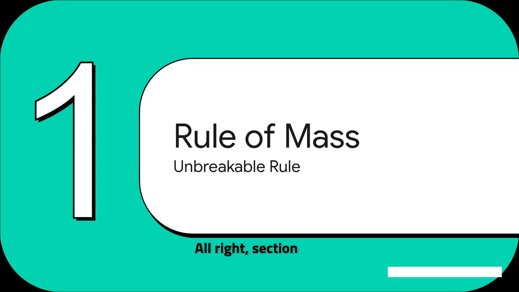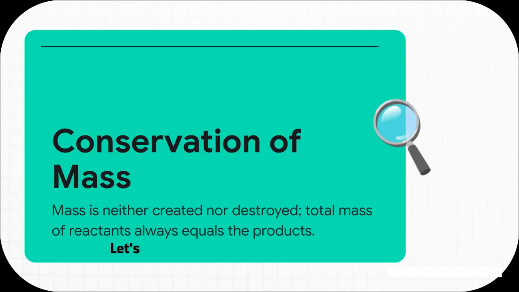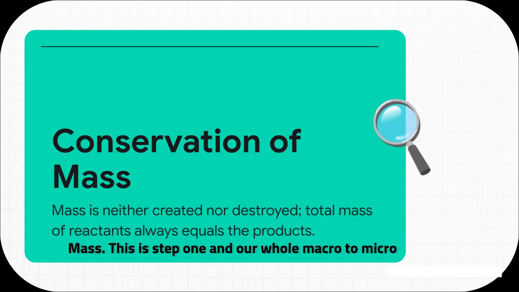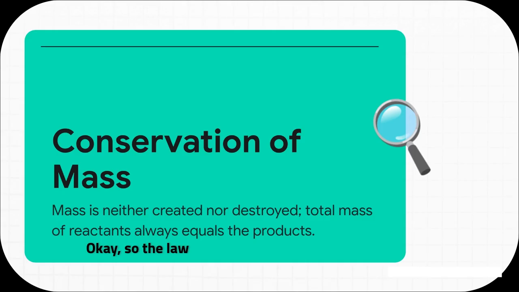All right, Section 1, the unbreakable rule of mass. Let's kick things off with something we interact with literally every single day, mass. This is step 1 in our whole macro to micro journey. Okay, so the law of conservation of mass. Sounds fancy, but it just states that mass is neither created nor destroyed in a chemical reaction.